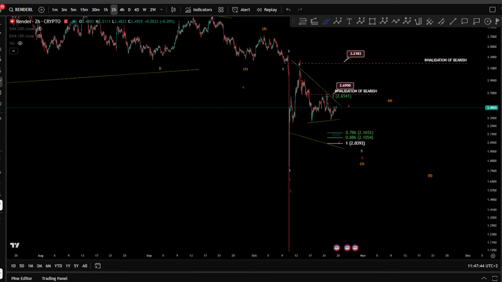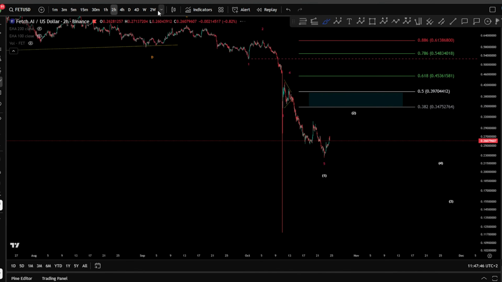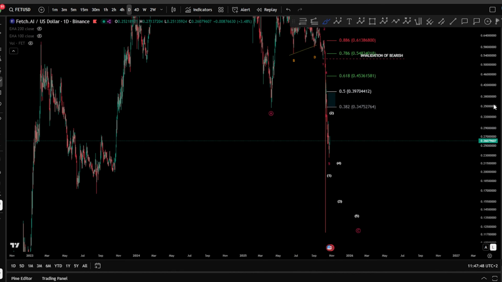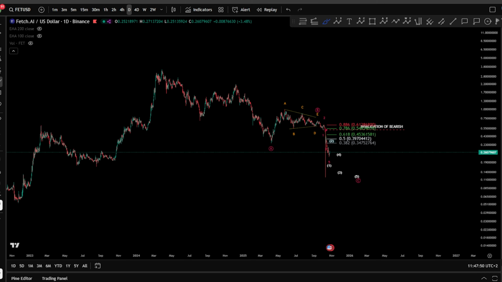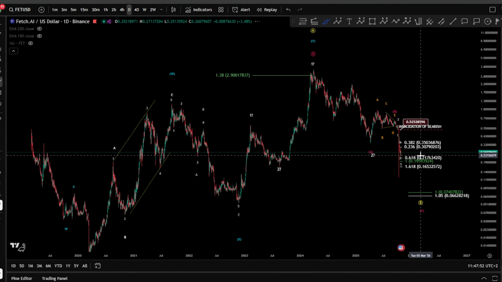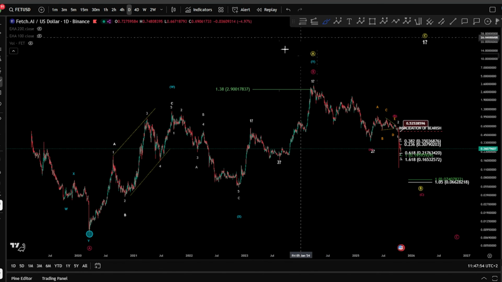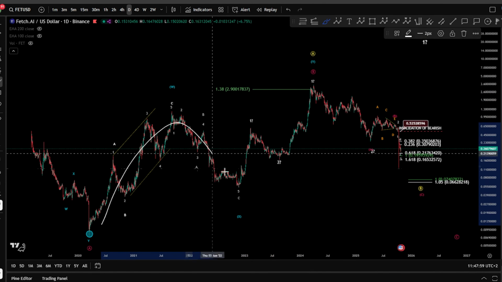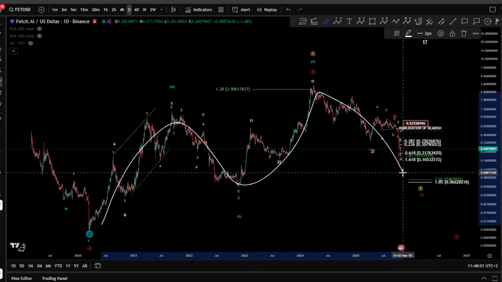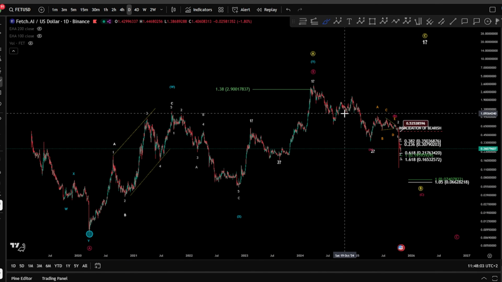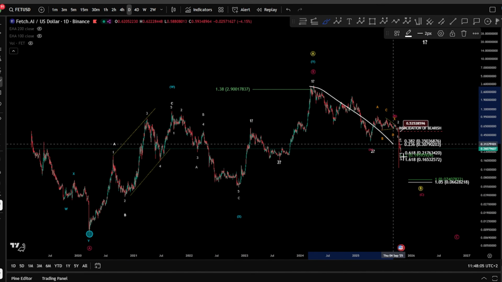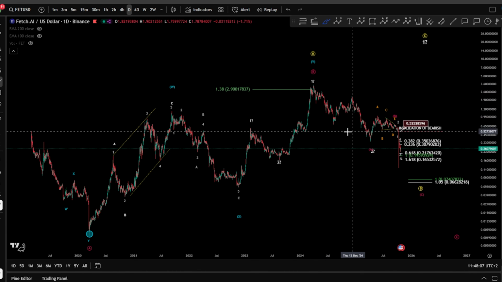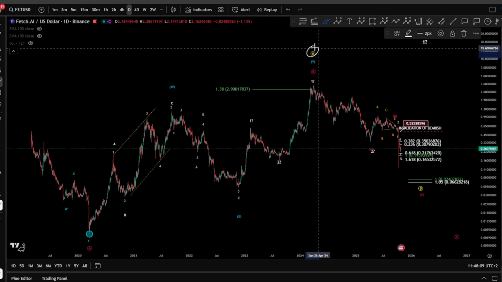Yep, so these are the possibilities for Render. Let's see FET as well. For FET, we are looking also on the daily here. With FET, we're looking at a potential three ways toward the upside, and very clear three ways because of the zigzag here. You are in a W, X, and a wave Y. Potentially, a wave Y here is unfolding as W, X, and Y finished wave A.